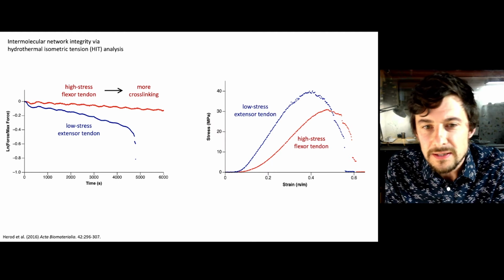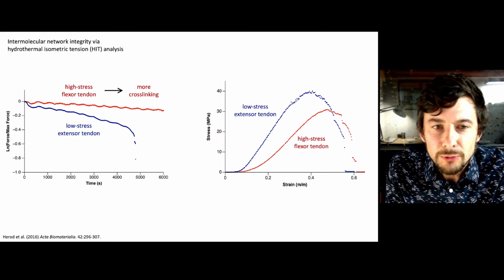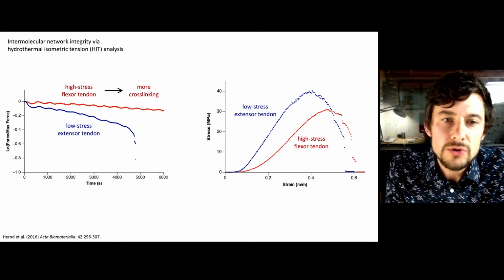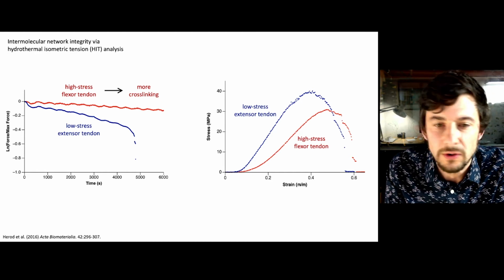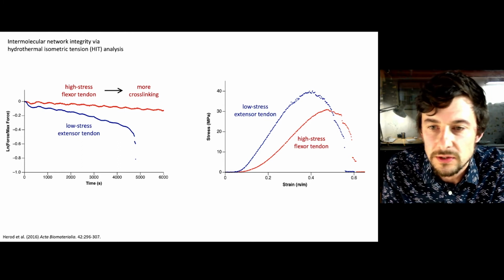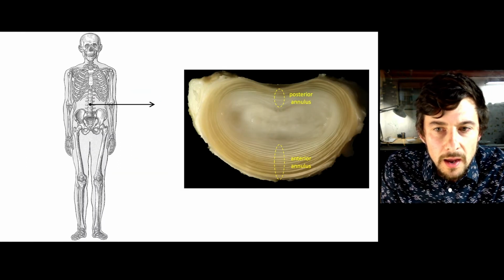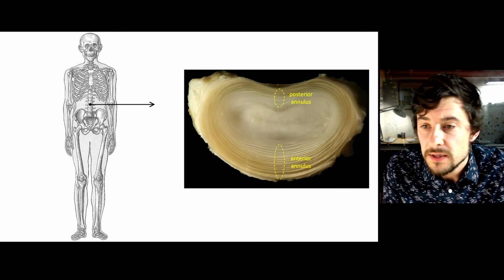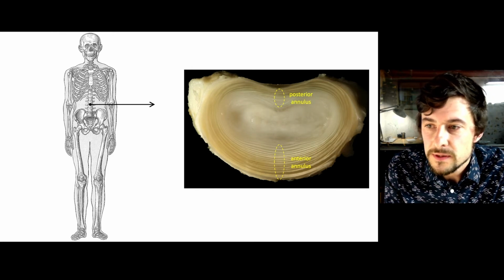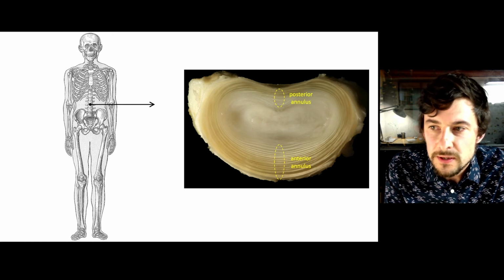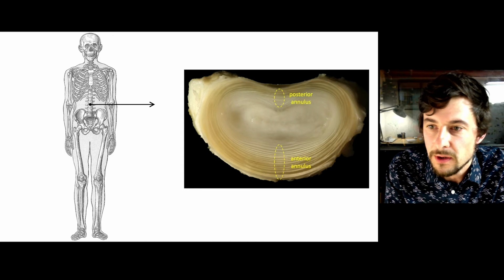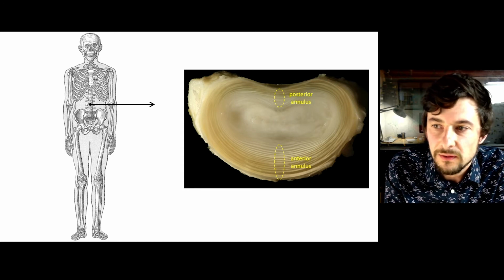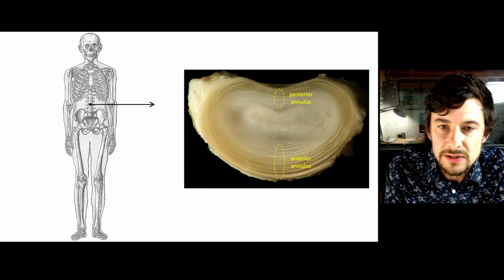What's surprising, though, is when you look at the mechanical response of these two tendons, it's the low-stress extensor tendon that is actually the stronger of the two. So that's really interesting. And we've also seen this in other tissues. So recently we looked at the differences between the posterior and anterior annular wall of ovine lumbar intervertebral discs, where the thinner posterior annulus sustains higher stresses than the anterior annulus.